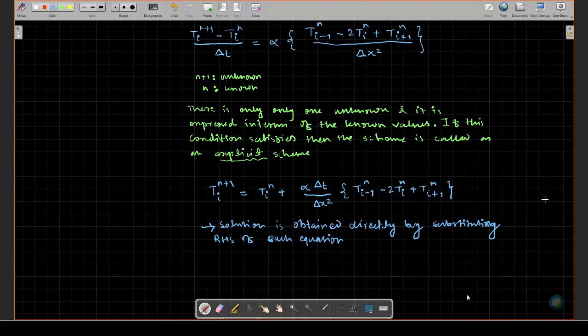Okay, so let us go ahead with this, and these are the points at the interior domains. This discretization which we have shown is for interior points, because at boundaries we already have boundary conditions. So this is for interior points.